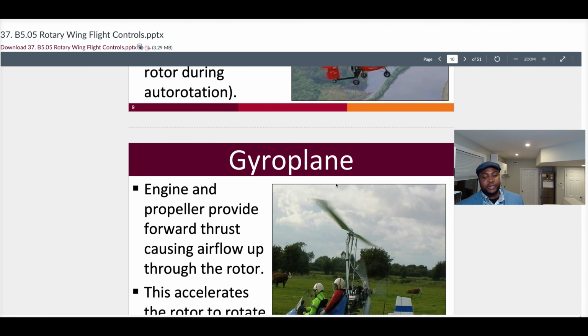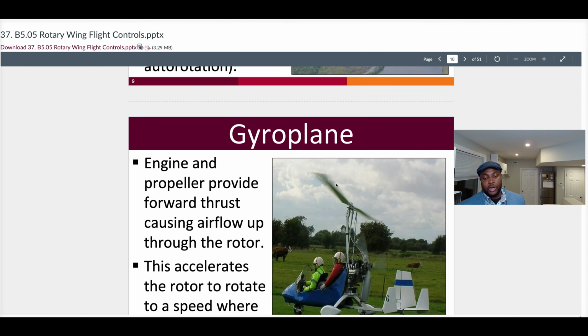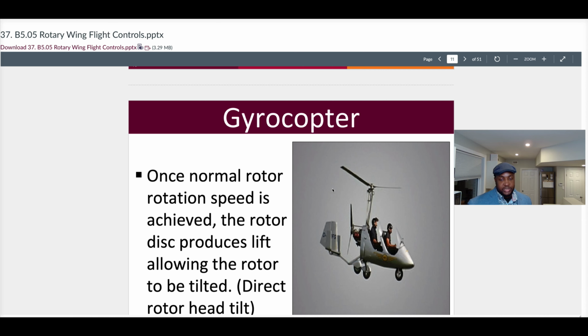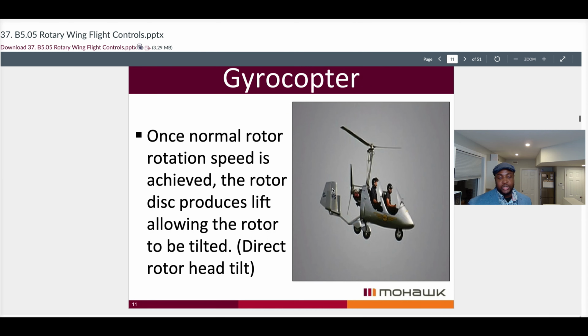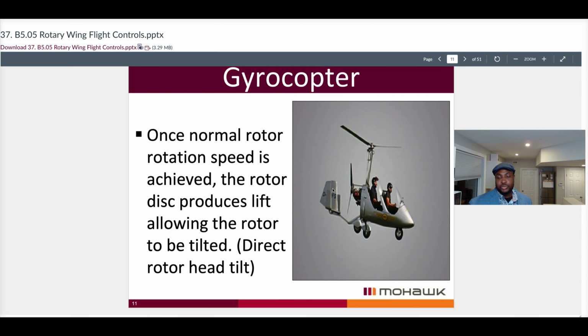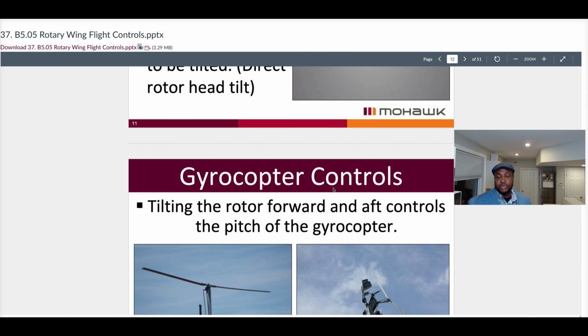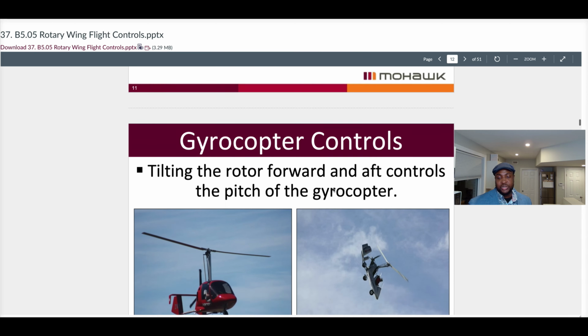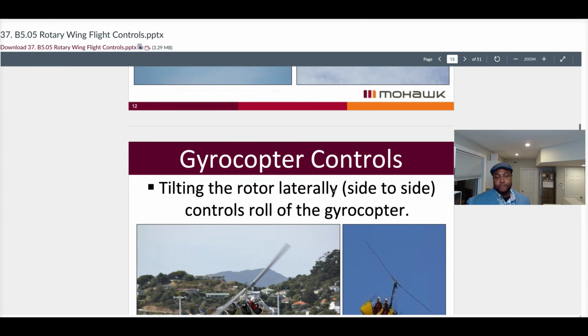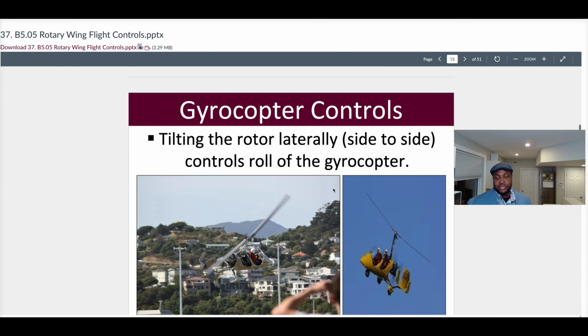Engine and propeller provide forward thrust, causing airflow up through the rotor disc. This accelerates the rotor to a speed where the rotor disc can actually produce lift. Once normal rotor rotation speed is achieved, the rotor disc produces lift, allowing the rotor to be tilted or controlled using a cyclic. Tilting the rotor forward and aft controls the pitch of the gyrocopter. Tilting the rotor laterally causes a roll.